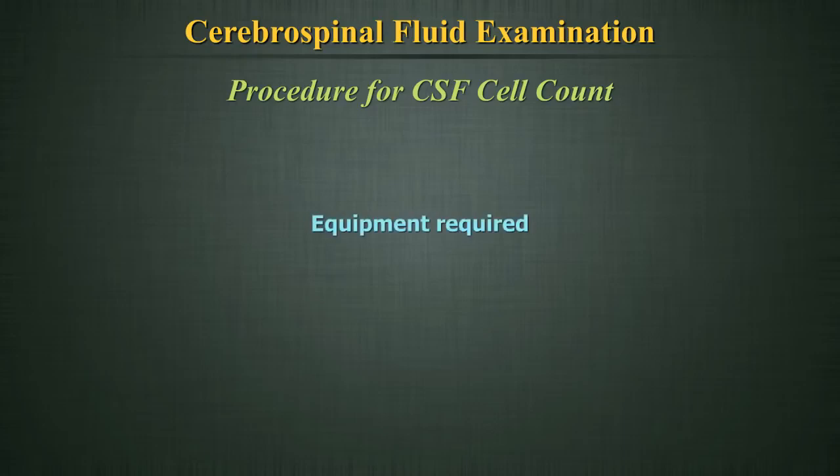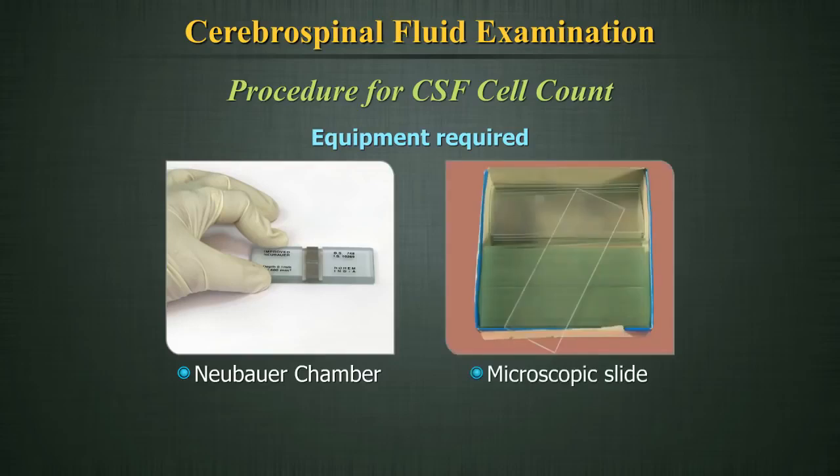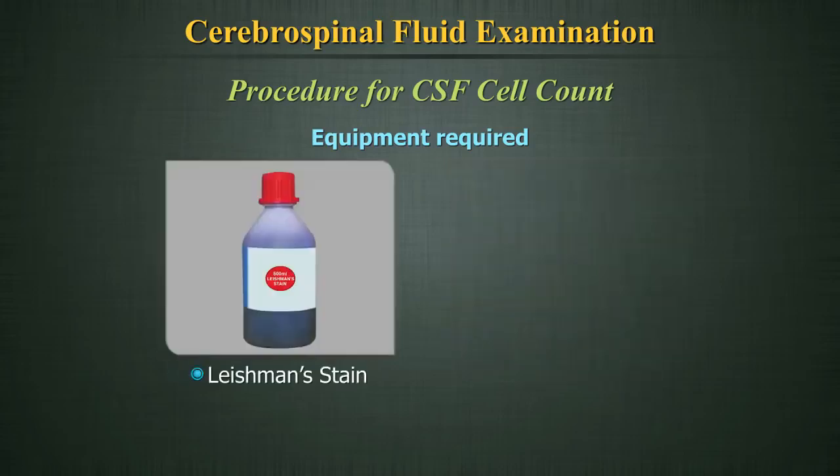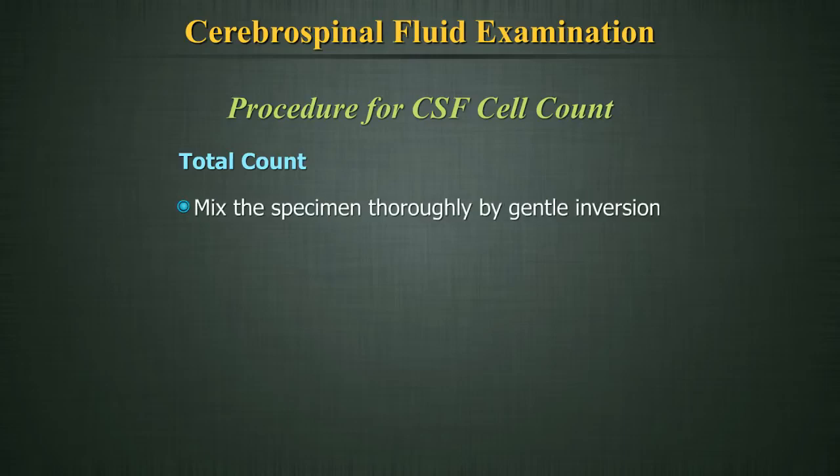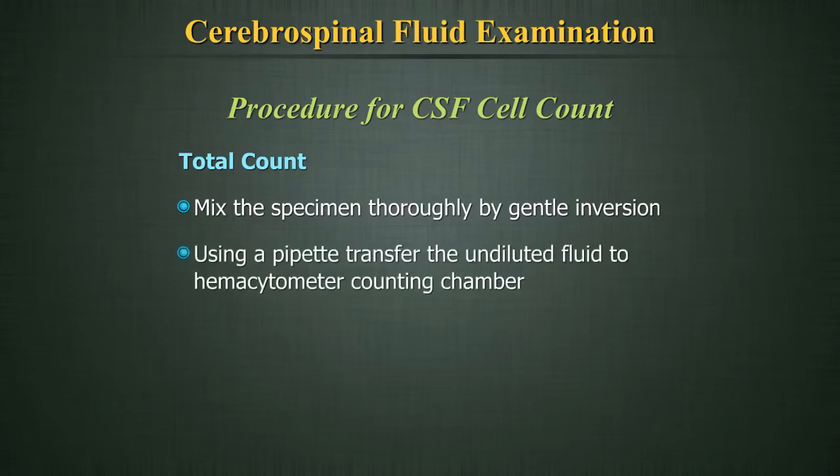Procedure for CSF cell count. Equipment required: Neubauer chamber, microscopic slides, Leishman stain, centrifuge. Total count. Mix the specimen thoroughly by gentle inversion at least 10 times. Using a pipette, transfer the undiluted fluid to a hemocytometer counting chamber. Fill both the sides of the chamber using proper technique.